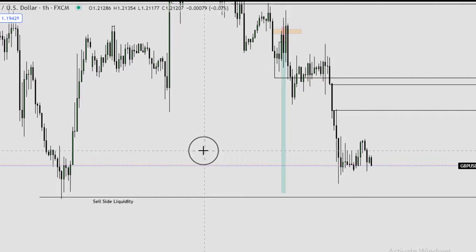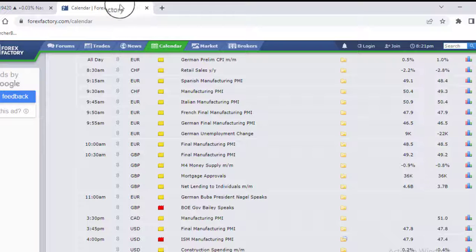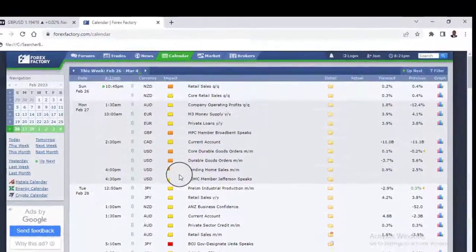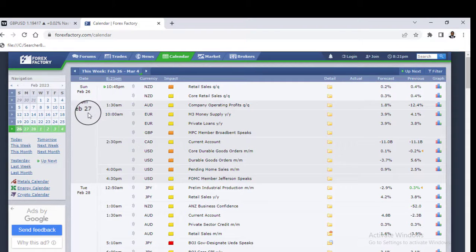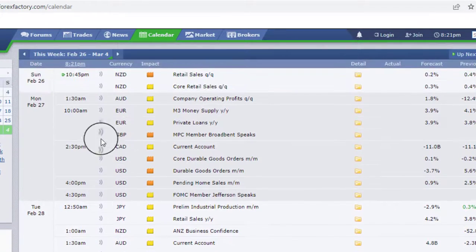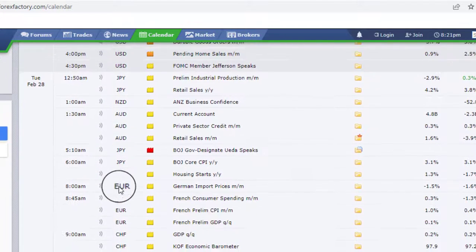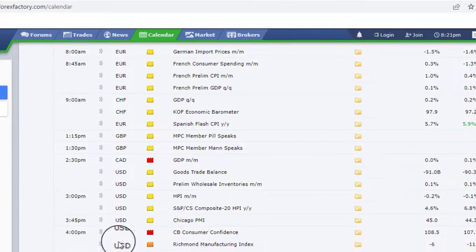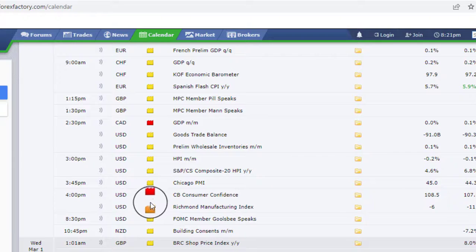The last thing you should be doing is to look at your economic calendar to know what's happening on the fundamental aspect. So this is my economic calendar for the week. Okay, this is Monday 27th February 2023, and as you can see, we may have a low volatility day today. Not really a low volatility day because we have a medium impact news on the dollar coming at 2:30. On Tuesday we have the dollar high impact news coming by 4 p.m., CB consumer confidence and news.